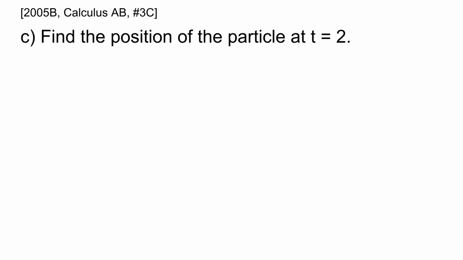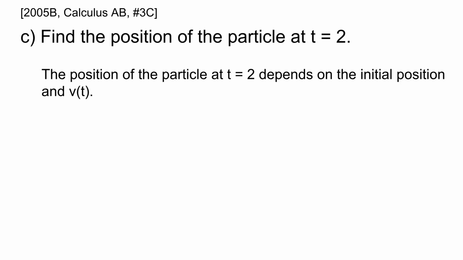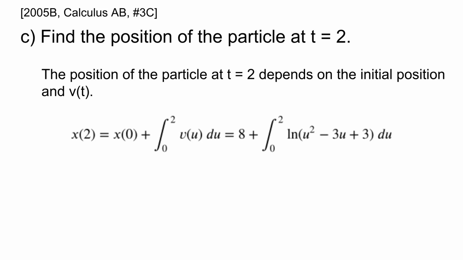In part C of this question, we are asked to find the position of the particle at t equals 2. The position of the particle at t equals 2 depends on the initial position and the velocity function v of t. X of 2 equals x of 0 plus the integral from 0 to 2 of v of u du, which is 8 plus the integral from 0 to 2 of the natural log of u squared minus 3u plus 3 du.